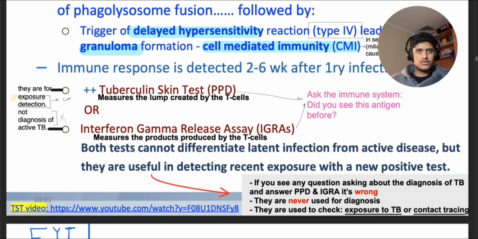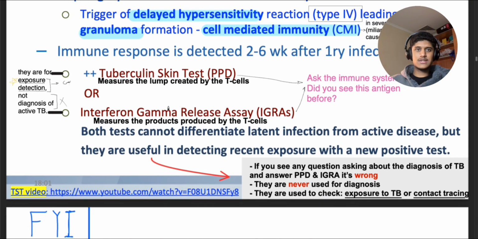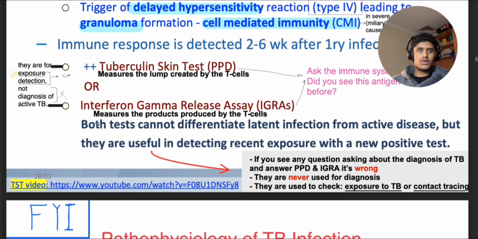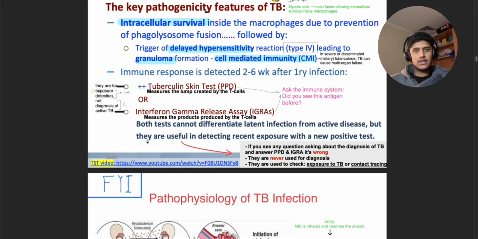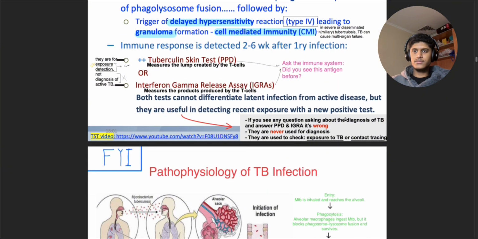And to be more specific, the TST measures the lump created by the T cells. However, the IGRA, or interferon gamma release assay, measures the products produced by T cells. And both tests cannot differentiate latent infection from active infection, but they are really useful in detecting recent exposure.